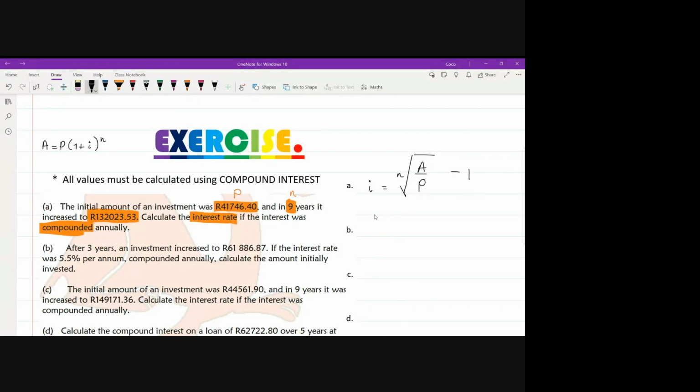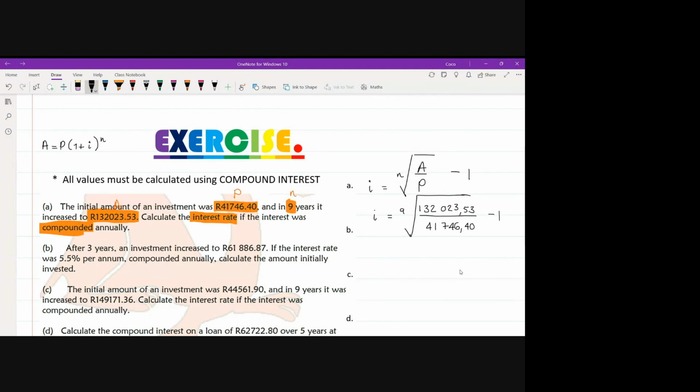All right, so i is going to equal, now n is 9, so the 9th root of my A value, which needs to be the amount that I had after 9 years. So that's going to be 132,023.53, all over 41,746.40, out of the root sign, minus 1.